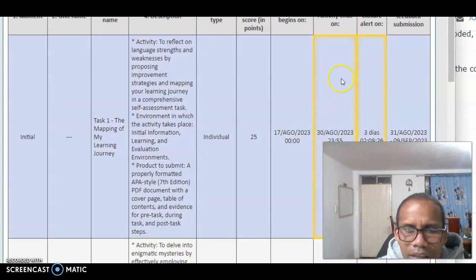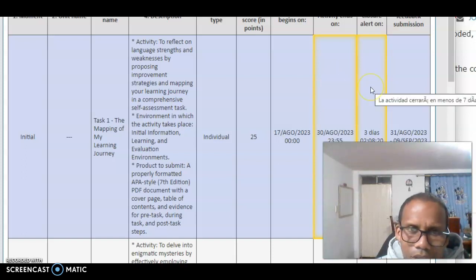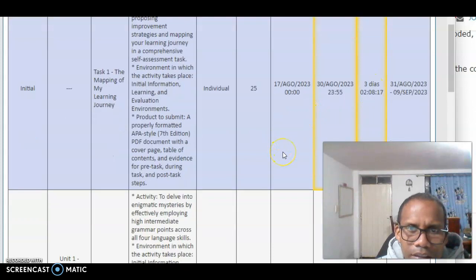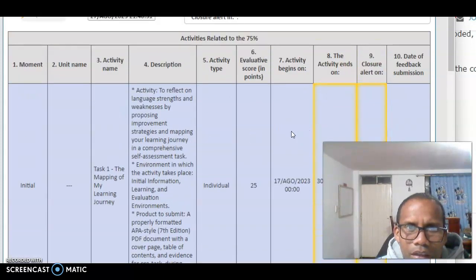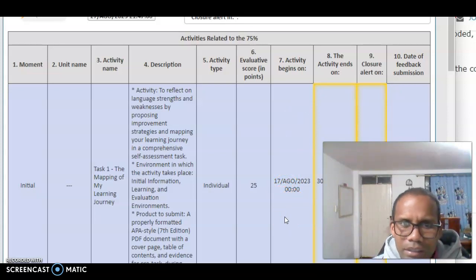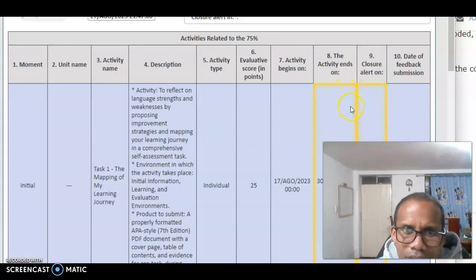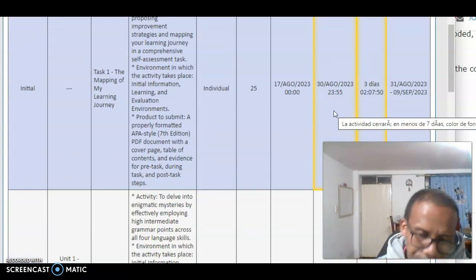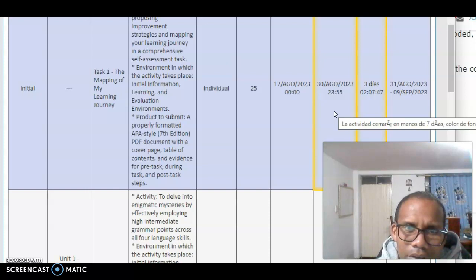This is the color agenda, and the task 1 activity begins on 7 August and the activity ends on 3 August.